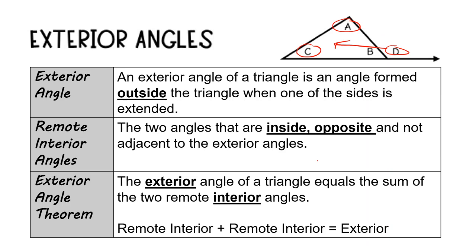Now, here's what the exterior angle theorem tells us. The exterior angle of a triangle is equal to the sum of the two remote interior angles. So we take the remote interior plus the other remote interior to equal the exterior. So in our example up here, D would equal A plus C. And that's how we can find that exterior angle.